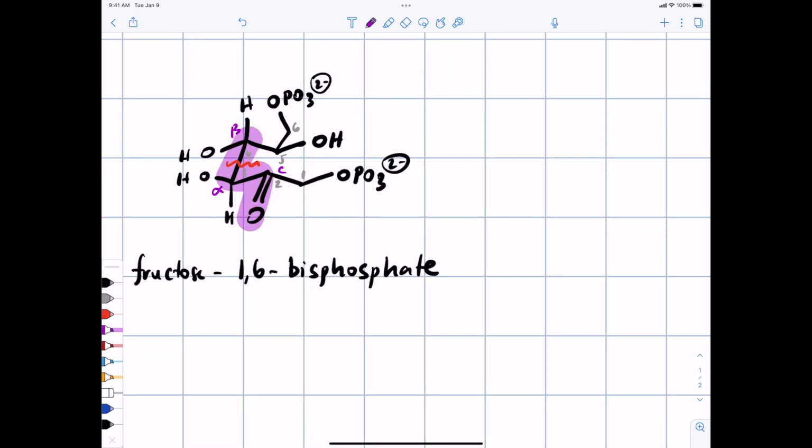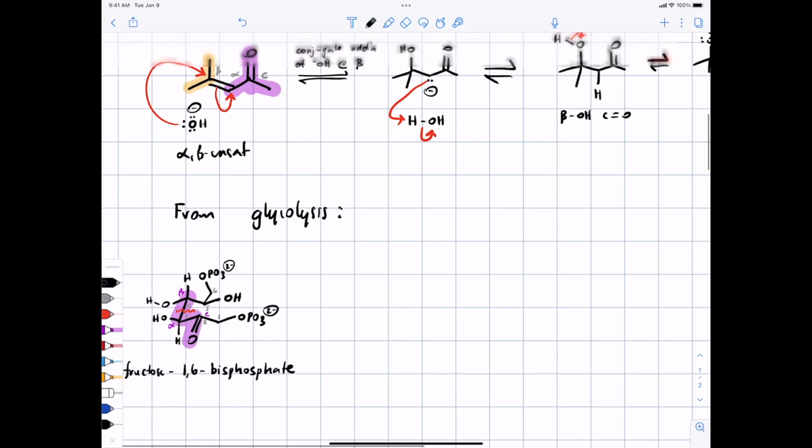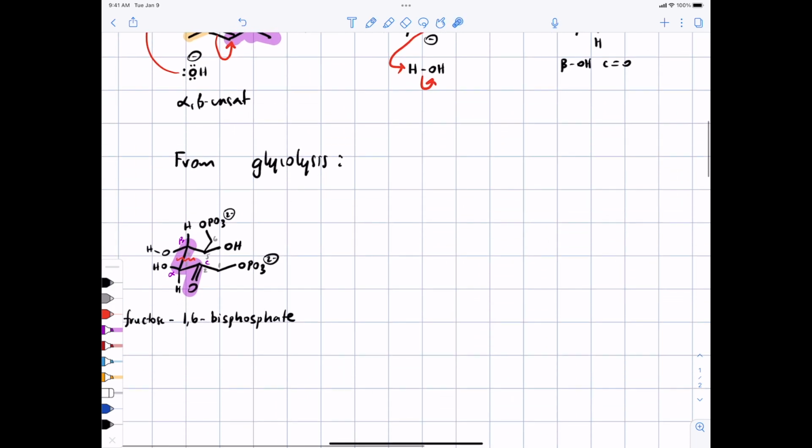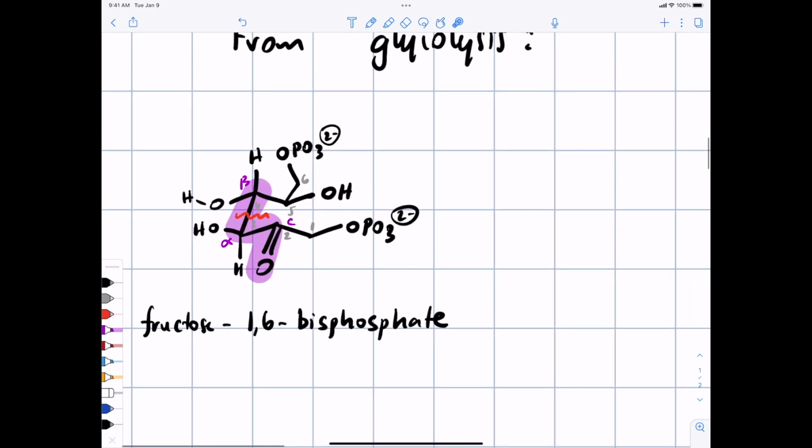So in biology, what happens, the first step of a retroaldol reaction starting from the beta hydroxy carbonyl compound, if you look above, the first step of the retroaldol was deprotonate the beta OH group. So there's the beta OH group. You're going to use some base from the enzyme, we don't care what it is, to remove that proton.